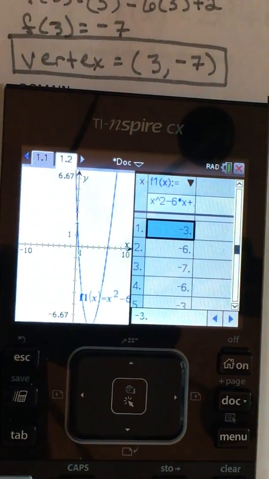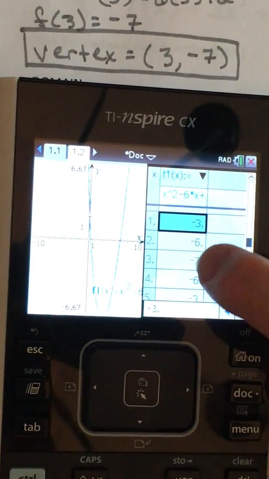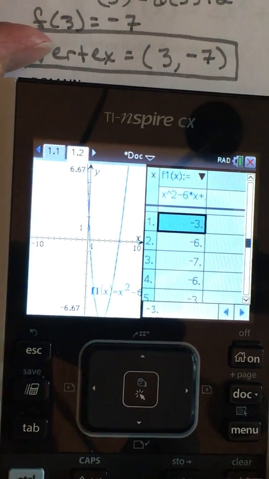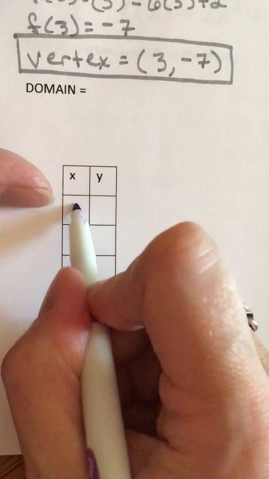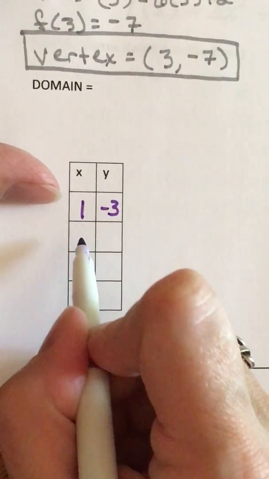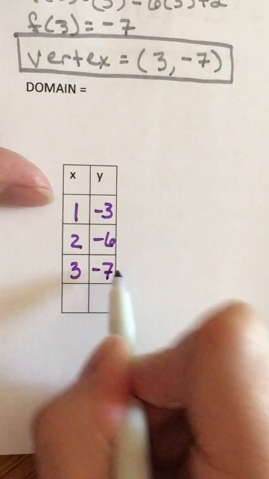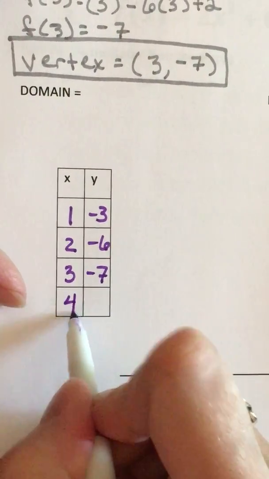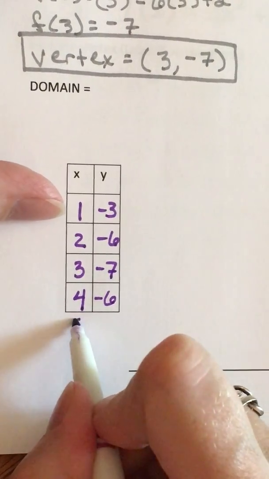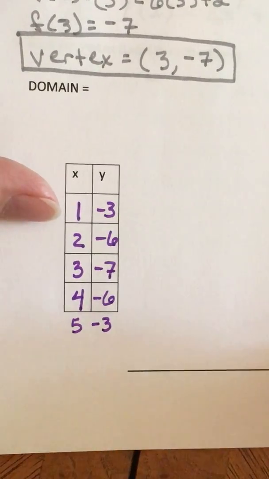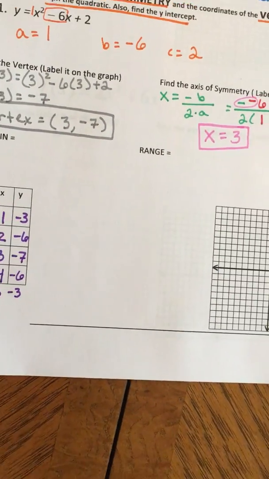So now let's go find a table and look at what points we can plot. Control T. Here is 3, negative 7. And let's build a couple of points around it for the table that we write. So we have, say, 1, negative 3, 2, negative 6, 3, negative 7, that's our vertex, and 4, negative 6. And just for the sake of symmetry, let's continue with 5, negative 3. All right, let's go plot these points.